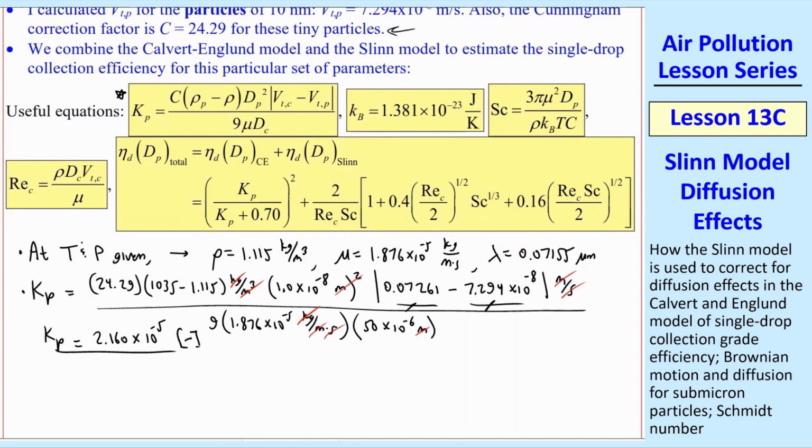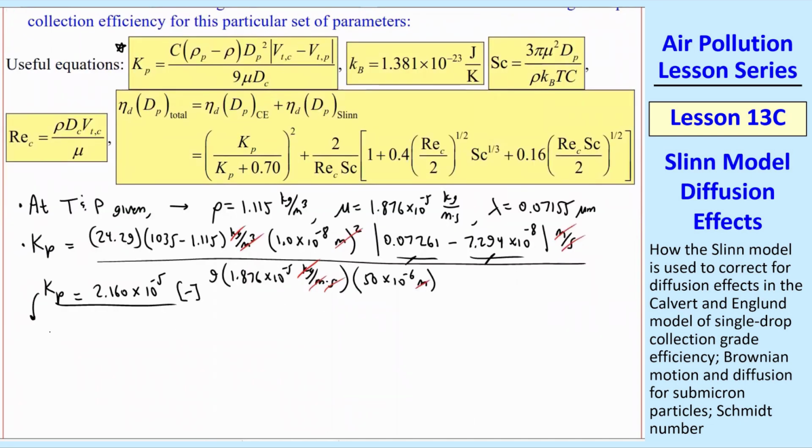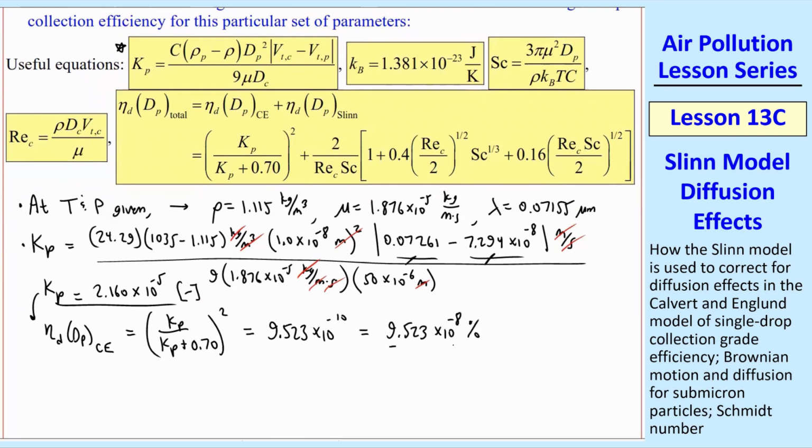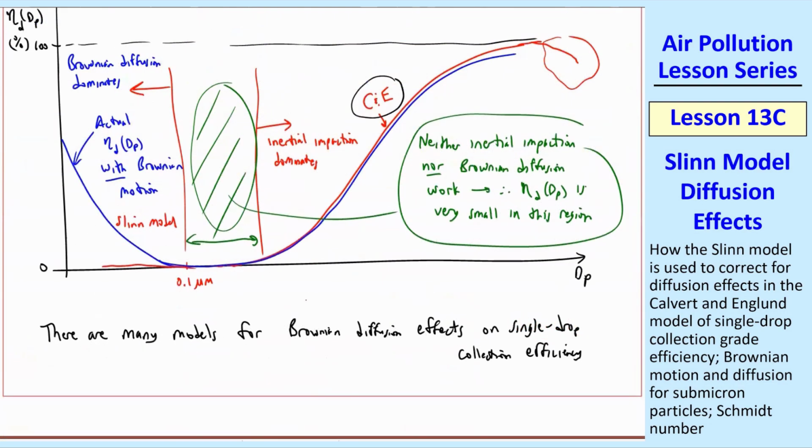It's dimensionless, no units. Once we have Kp, we can calculate A to D dP for the Calvert and England model, and just plug that in and do it. I'm keeping only 4 digits here, but in my software, I had many more digits than that, of course. I get 9.5 times 10 to the minus 10th. In percentage, that's 9.5 times 10 to the minus 8th percent, which is very small. That shouldn't surprise us if you look at what I was talking about up here. We're talking about particles that are way down in this region. So the Calvert and England model for inertial impaction is giving you a very, very tiny number. We'll get a much bigger number from the Slinn model that we'll do next.